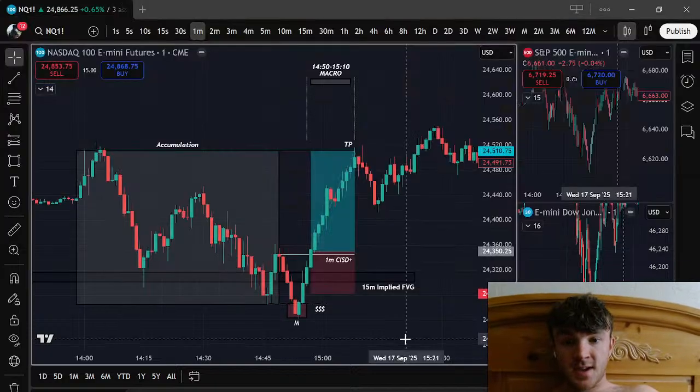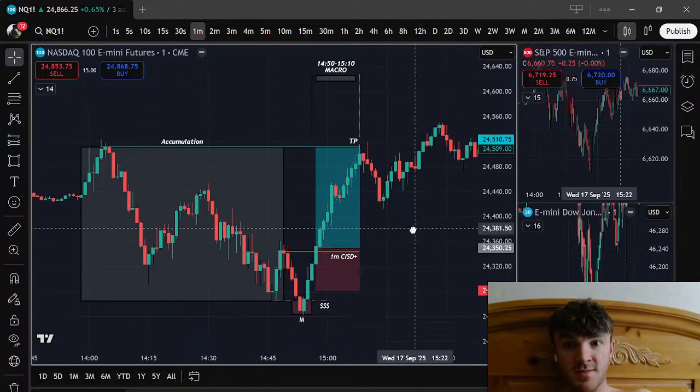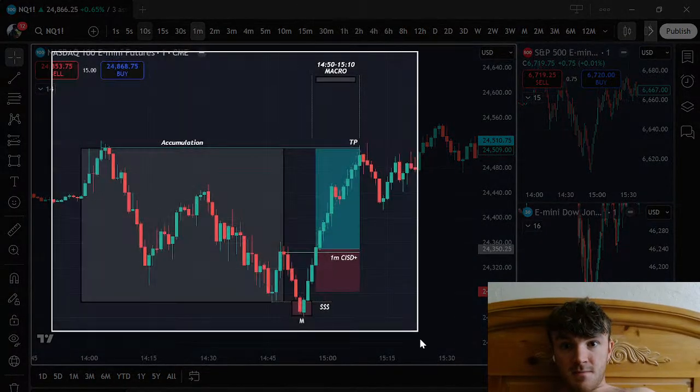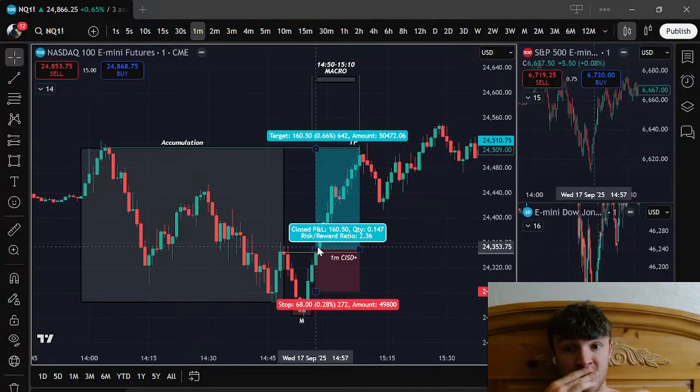And then once again, let's say I didn't even care about that gap and I just wanted to take it as a change in state. Same thing, 1-minute change in state. This to me is also valid, where we enter on this 1-minute close here. 1457.